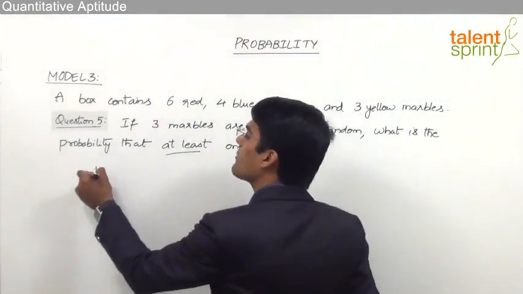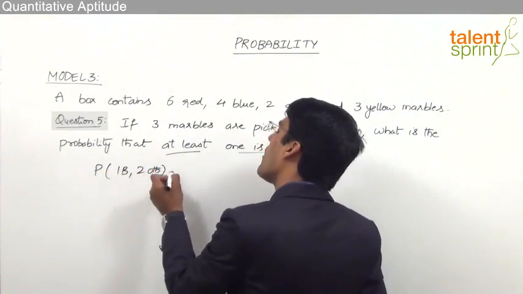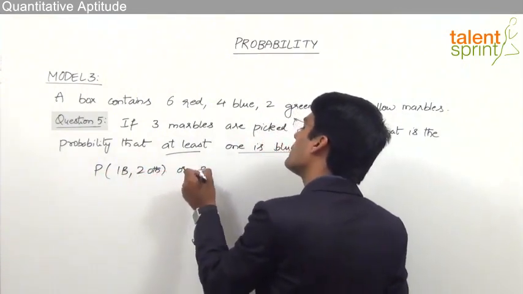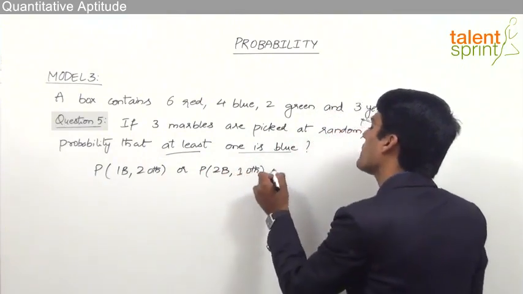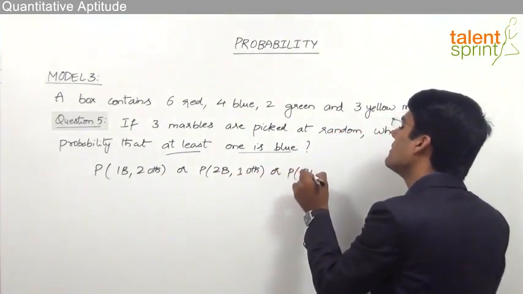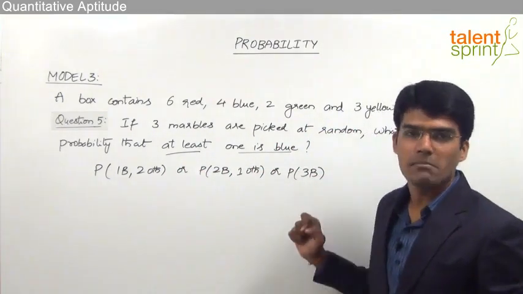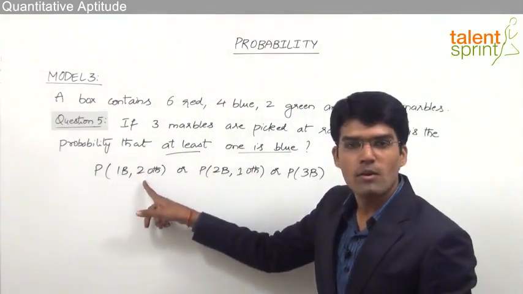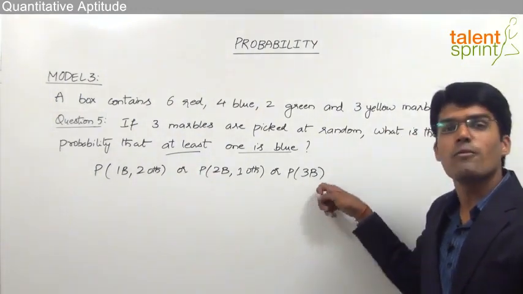So we can say that the probability of taking 1 blue and 2 of other colors, or the probability of 2 blue marbles and 1 marble of other color, or the probability that all the three are blue marbles. In all these three cases, we see that at least one marble is blue. We cannot go for more than three marbles.